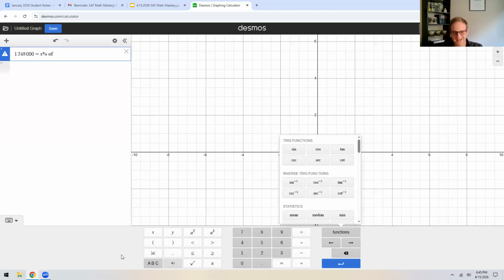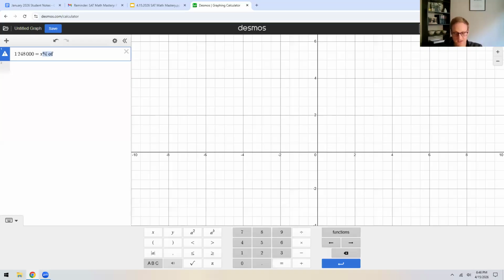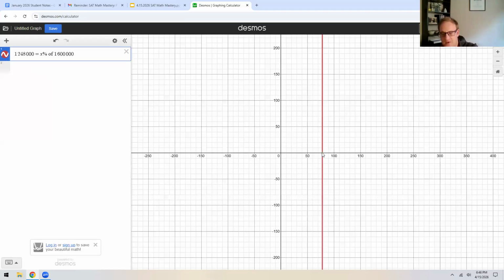But I think in this case, probably not the best way. Just either write it, or even if you type percent, it'll shift it to percent of. And then just going to check that number again, which was 1.6 million. Zeros, I do. This red squiggly line tells me we've graphed something. So you have to know to zoom way, way out, and then boom, there's your answer. Looks like 1.248 million is 78% of 1.6 million.